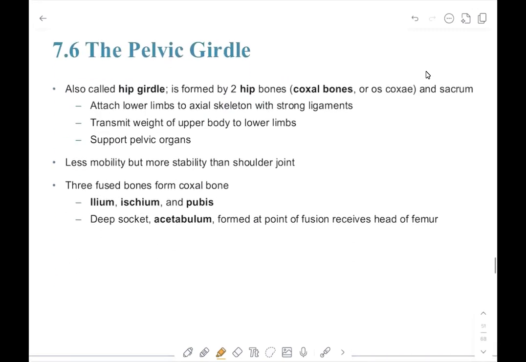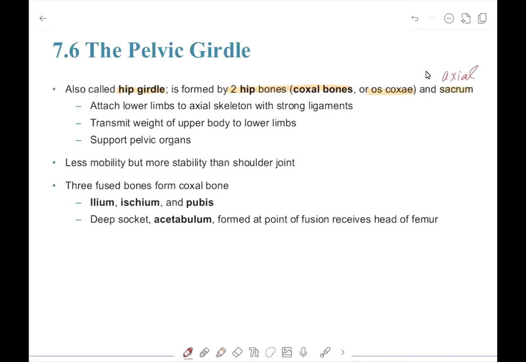For the lower limbs, we again begin with a girdle instead of the pectoral girdle. We're going to begin with the pelvic girdle. And the pelvic girdle is formed by 2 hip bones. And we know now that a hip bone is called a coxal bone, or os coxae would be the more scientific term for it. The sacrum, though, is part of the axial skeleton, so be sure not to mix that up.